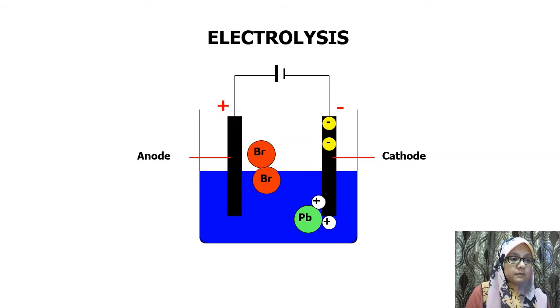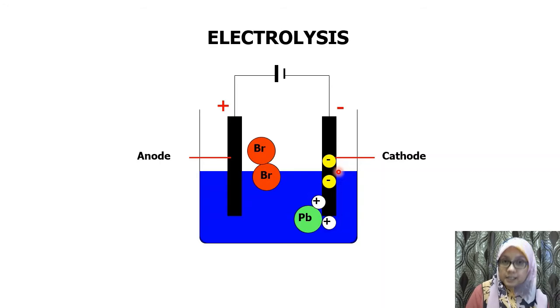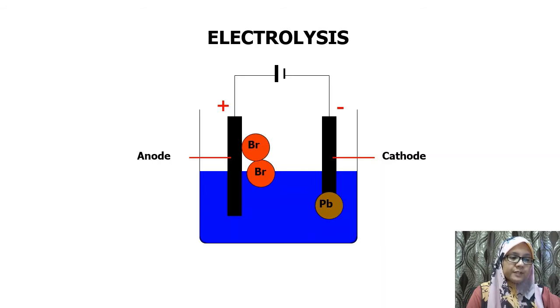Okay, at the negative electrode, there will be a process where the lead(II) ion, Pb2+ ion, receives the electrons. When the electrons are received, a reduction reaction will occur. Okay, so we see this reaction more. Now, the lead(II) ion has received the electron and produced a neutral lead atom. The lead atom will be deposited on the surface of the carbon or graphite electrode.